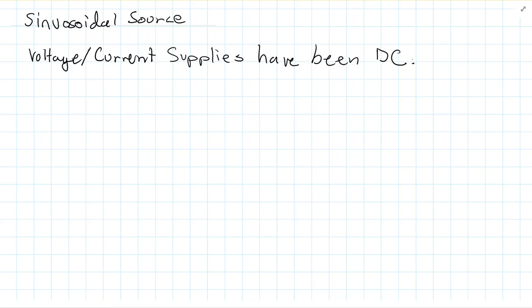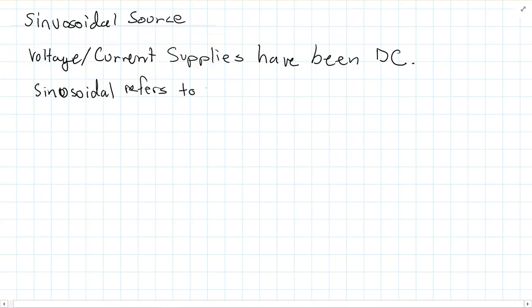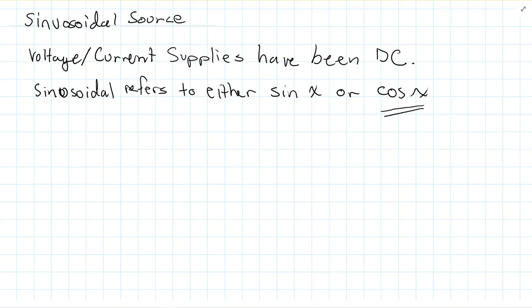Now, the name is a little deceptive when you see sinusoidal source. Sinusoidal refers to either sine x or cosine x. And in fact, cosine x is going to be the more common one we encounter. So let's give an example of what we mean by a sinusoidal source and then talk about some of the important parameters in here.